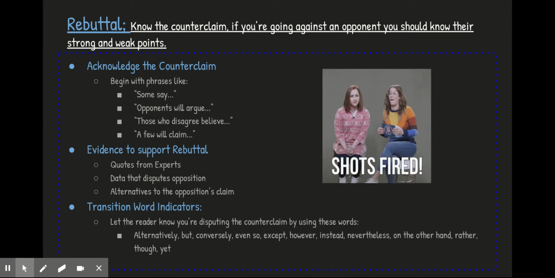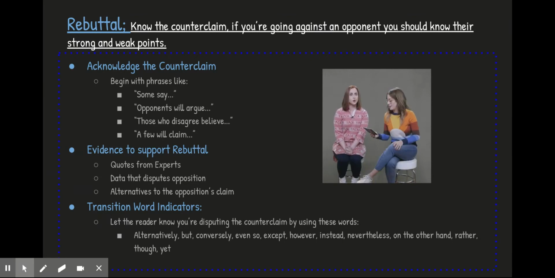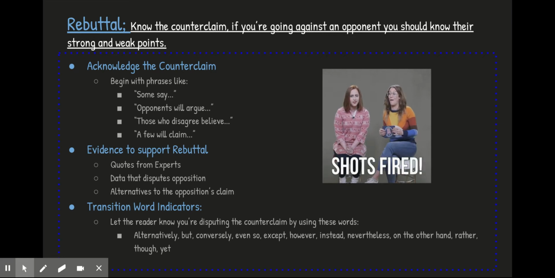After you give the counterclaim, what the other guy thinks, you then get to go in and say why you're still right. And remember, that's the rebuttal, okay? And we pulled out this word, B-U-T-T, meaning like we're going to butt heads over something. So here's the part where you're going to butt heads with what the other guy says, okay?